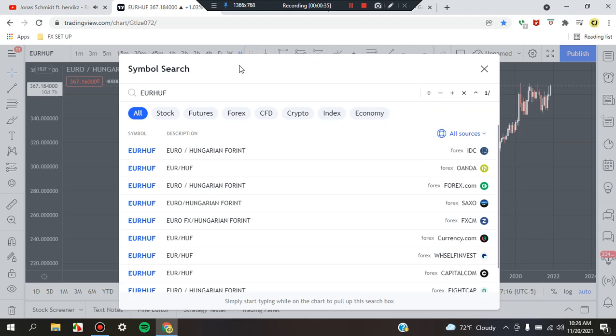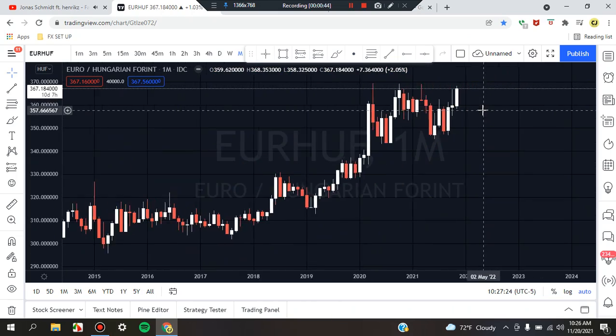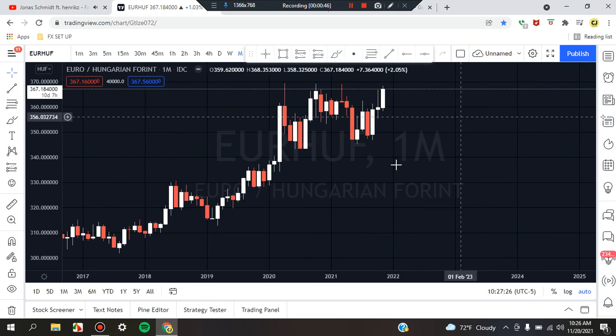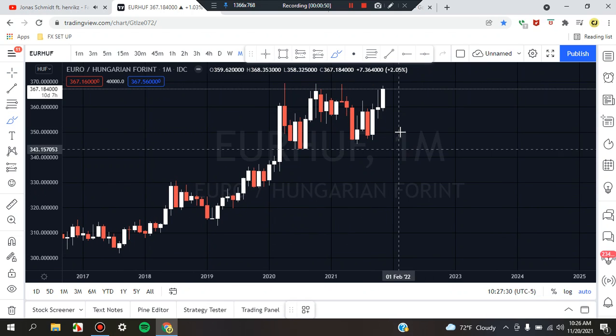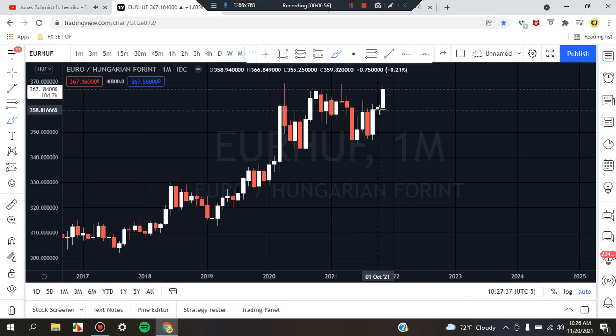Okay guys, we are marking up EUR/HUF. Look at what's going on in the market. We are on a monthly time frame. We're going to identify the last candle in the market. We have a bullish candle. The last candle is a doji.